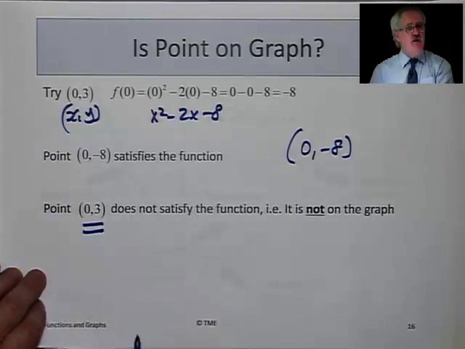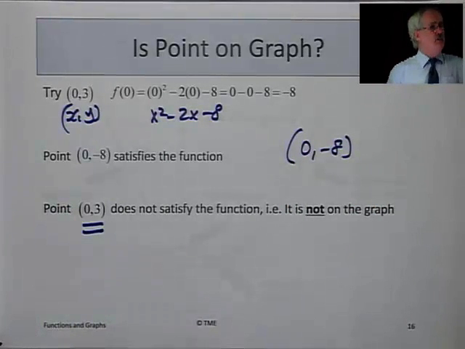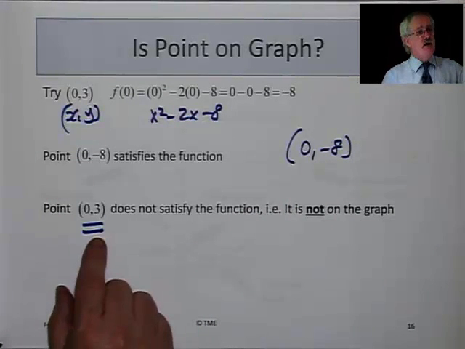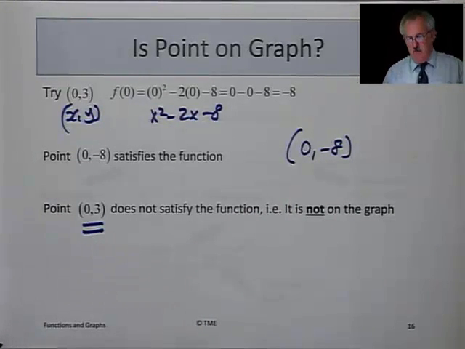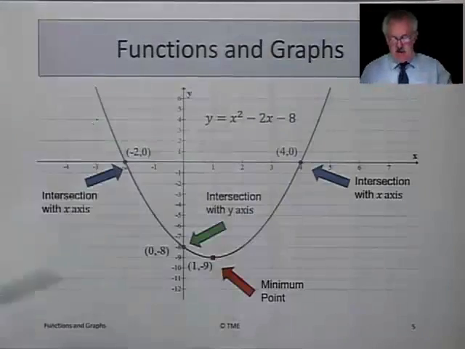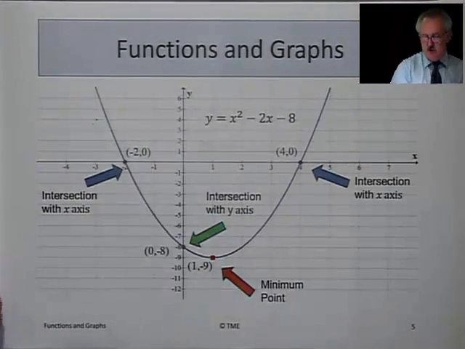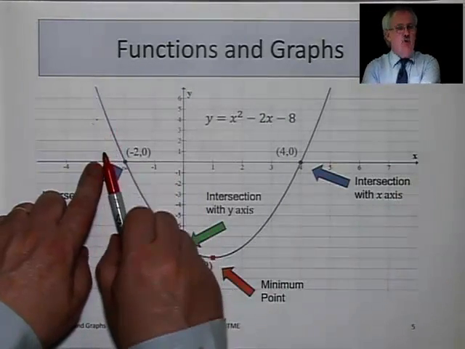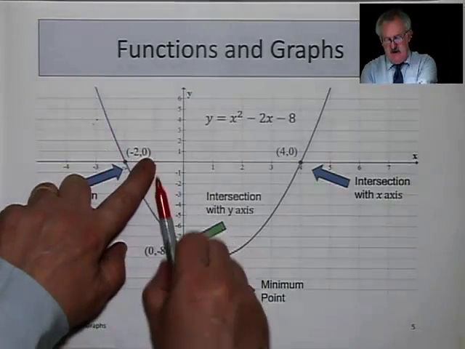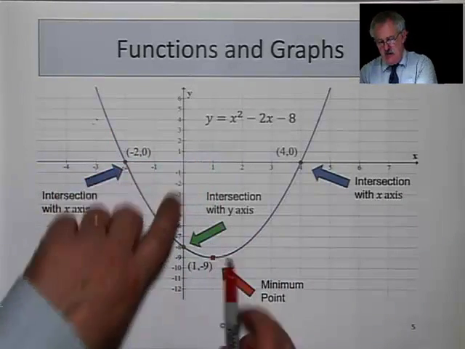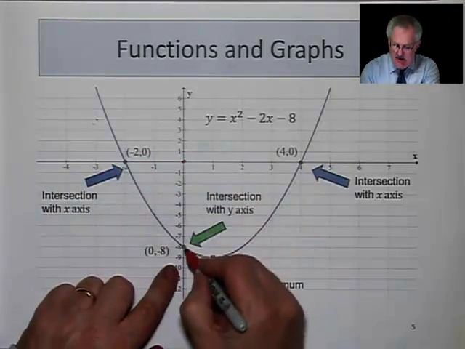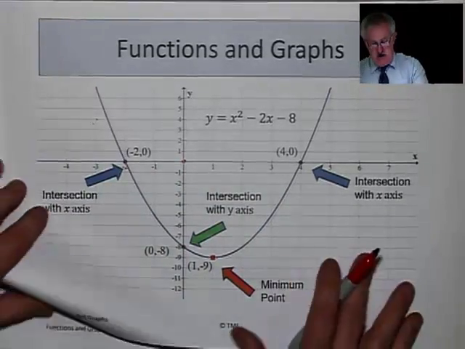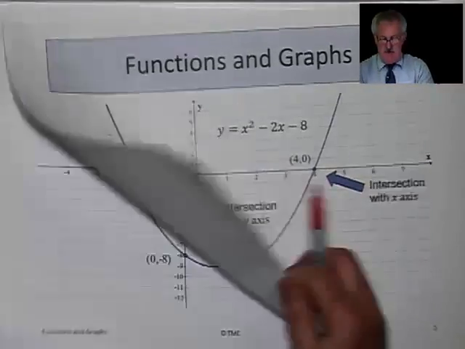Do we get the point (0, 3)? No, we get the point (0, minus 8). But maybe this is on it as well? No. The way it works is, because this is what we call a well-behaved function, as you move from left to right, for every x value, there's only one y value. X value, one y value. X value, one y value. So if the y value at x equals 0 is minus 8, it can't at the same time be 3. It just doesn't work like that.